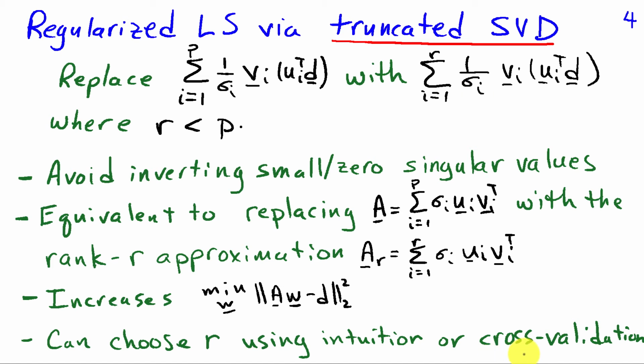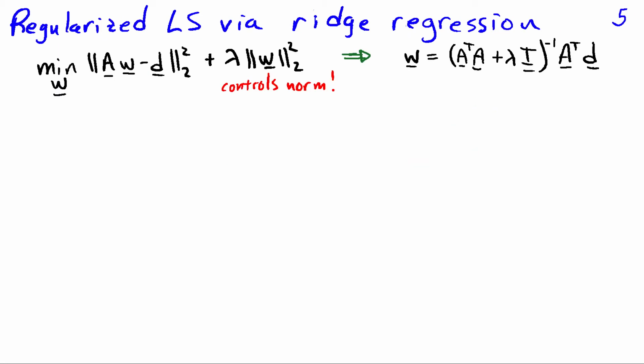You can split your data up into training and test sets and then average the error over the test set for different values of R and find the one that gives you the minimum test set error. So next we're going to revisit the idea of ridge regression, which we looked at previously as a method for solving problems where A was low rank or where it was ill-conditioned.